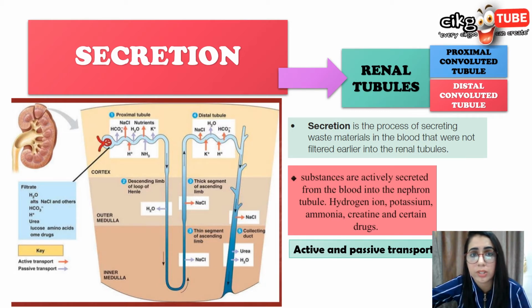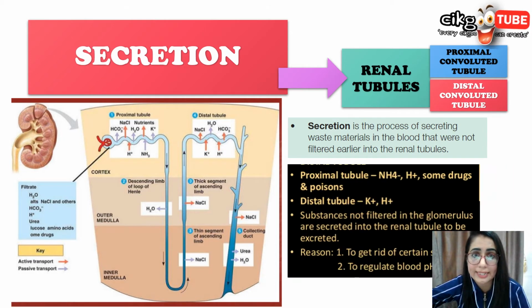The substances secreted in the proximal convoluted tubule and distal convoluted tubule are hydrogen ions, potassium ions, ammonium ions, creatinine, urea, drugs, and toxic substances. And the secretion that occurs in the collecting duct is for potassium ions and also hydrogen ions.